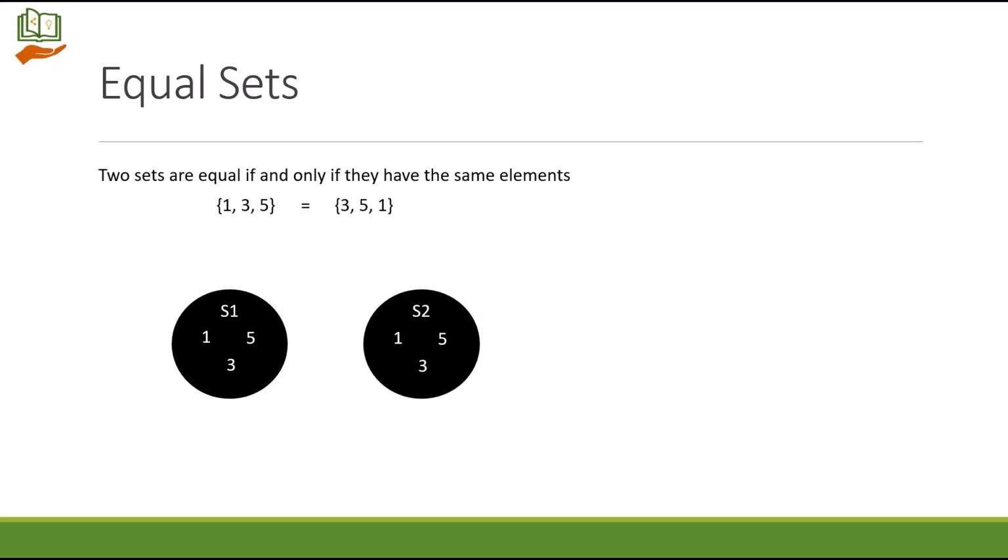We are representing both the sets using Venn diagram. So let this be S1 and let this be S2. S1 is equal to {1, 3, 5}, S2 is equal to {3, 5, 1}. Then we can say S1 is equal to S2. We are not worried about the order of the elements. We are not worried about the repetition of elements. All you have to see is whether both the set elements are the same or not.